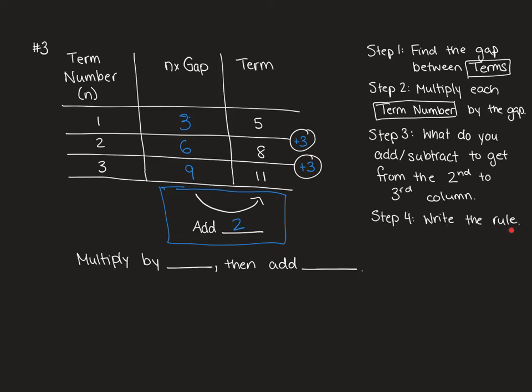The final step is to write the rule. So they have already given you a format for writing the rule, and so you just need to follow it. So when you multiply by, you always multiply by the gap, which is the number in the circle. So we would multiply by 3, and then when you add, you're going to write the number that you put just below that arrow. You add 2. Okay, so the gap is what you multiply, the number by the arrow is what you add.